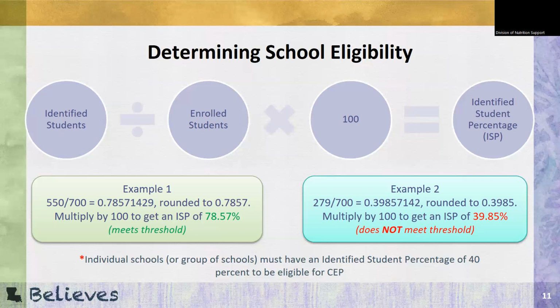The second example shows 279 identified students with a total enrollment of 700 students. Again, you would divide the 279 identified students by the 700 enrollment students, and you will get 0.39857142, which rounds to 0.3985. Multiply by 100 to get the ISP of 39.85%. Please remember that the ISP must be at least 40% to be eligible. Therefore, the percentage of 39.85% does not meet the threshold.